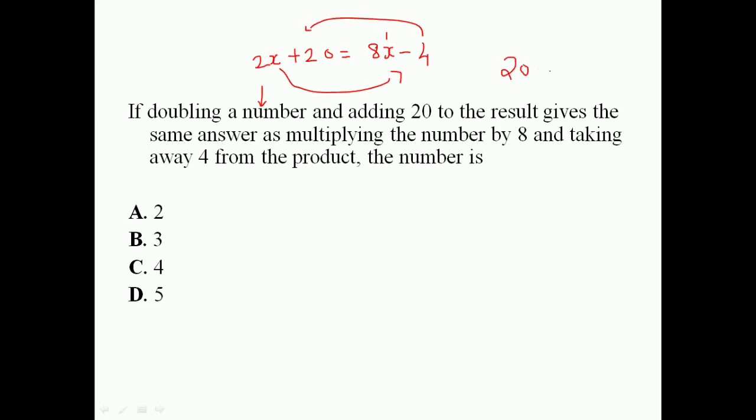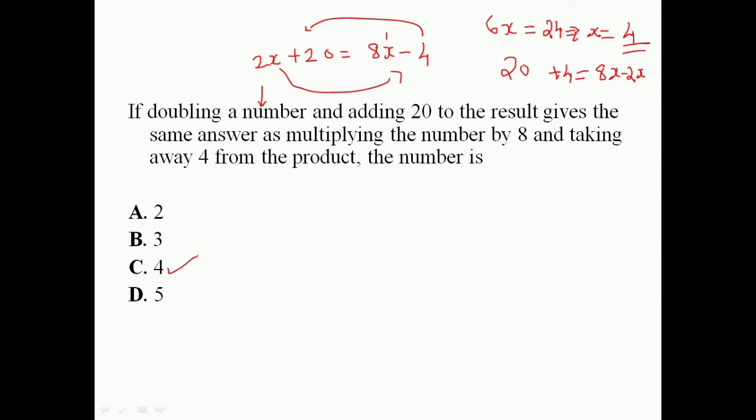That 4 can be taken to the left side, which means 20 plus 4, and 2x can be taken to the right side, so 8x minus 2x will be on the right hand side. So 20 plus 4, 24, equal to 6x. So 6x equal to 24, or x equal to 4. Okay, x equal to 4. So the answer is 4. The number is 4.